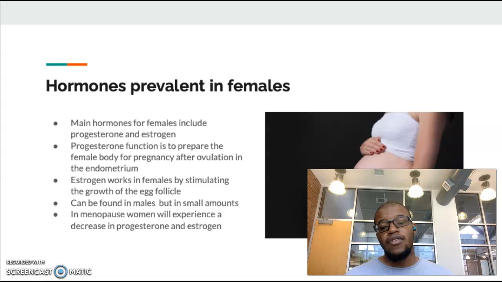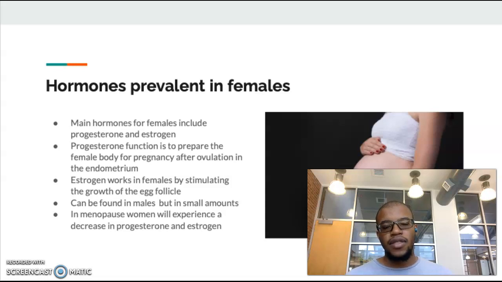Then we're going to talk about the hormones prevalent in females. The main hormones for females include progesterone and estrogen. Progesterone functions to prepare the female body for pregnancy after ovulation in the endometrium, which it will help thicken. The estrogen works in the female by stimulating the growth of the egg follicle.